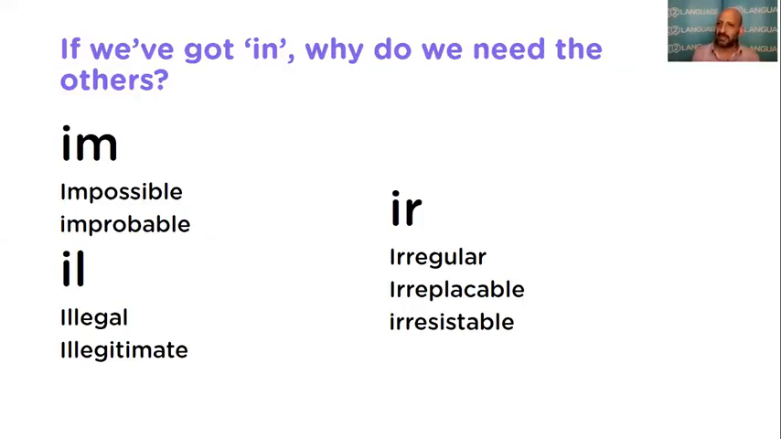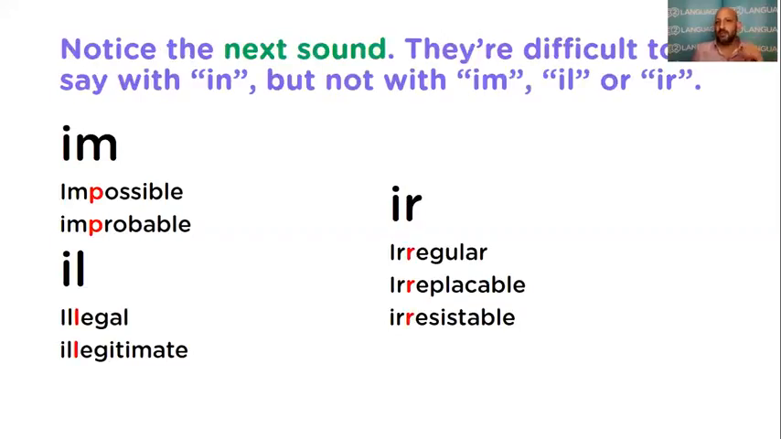So what the language has done is it has evolved, and this is all absolutely part of the language. It's evolved so that we have a more pronounceable sound preceding different first sounds in words. So if the word starts with an R, regular, replaceable, and resistible, it's an IR word, irreplaceable, irresistible, okay? Im comes before the P words, impossible, improbable, and then il, illegal, illegitimate, and so on, because it's just easier to say. So that's why, and that's a very good example of what it is that we do in order to make what we're saying make sense to our mouths.